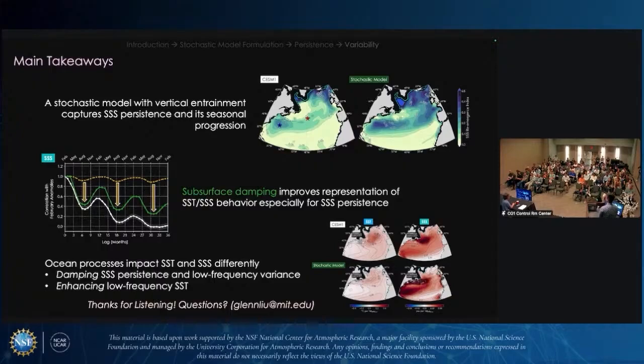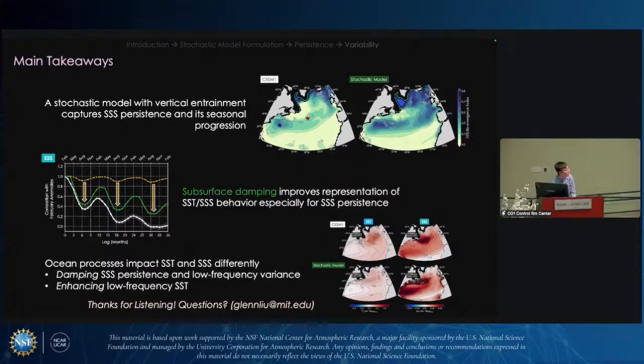Any other question? I have a quick question. Is it possible to make the green curve closer to the white one? Now you said you added a subsurface damping term, and what else can you do to make the salinity perform better?